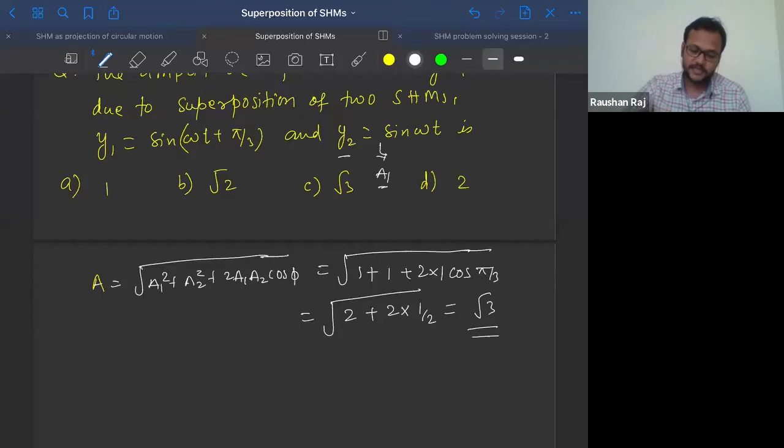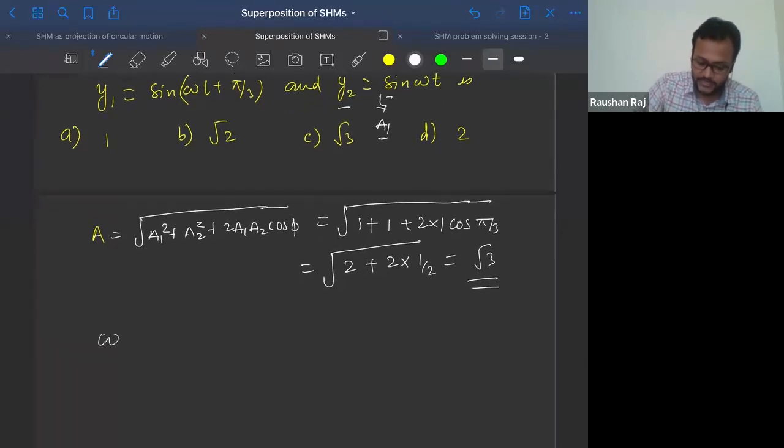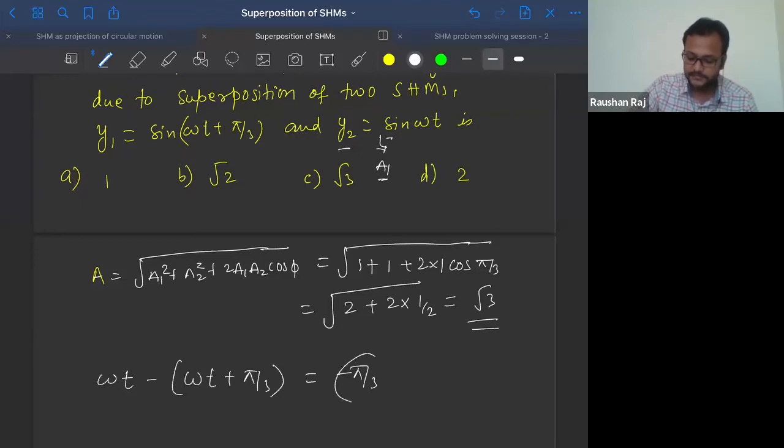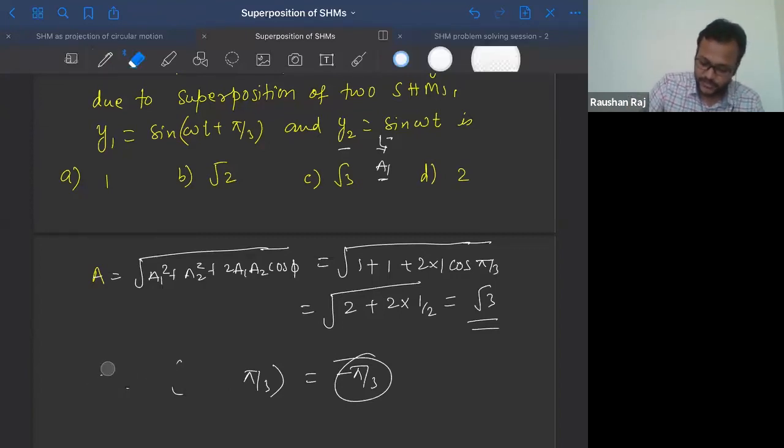Sometimes you might have a feeling like this: Sir, what if I consider this as the Y2 and this as the Y1? Then I can also find the phase difference like this, omega t minus omega t plus pi by 3. So I'll get minus pi by 3. Then you'll say, sir, phi is minus pi by 3. Doesn't the answer change? I'll say no, it will not change. Why? Because cos pi by 3 and cos minus pi by 3 have the same value, right? So the value for amplitude will not change. Okay, chalo.